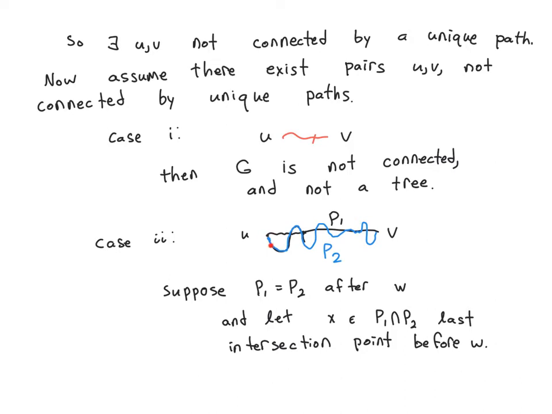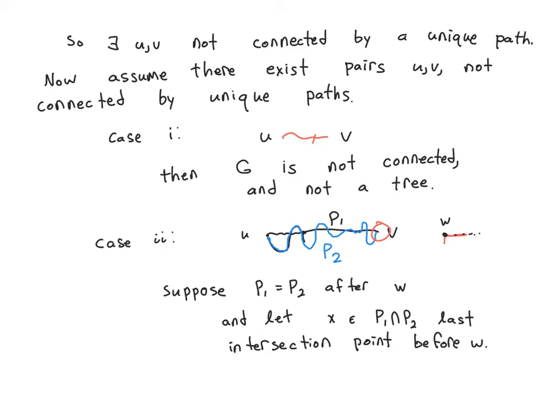Well, if you list the vertices in order on both paths, we know there's going to be some segment at the end where both paths overlap completely, where the vertices on both paths are always the same. So we're going to let W be that vertex. Once you've made that choice, there must be some other last common intersection point before W.